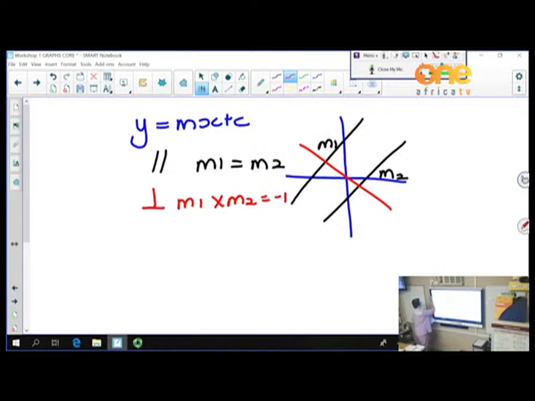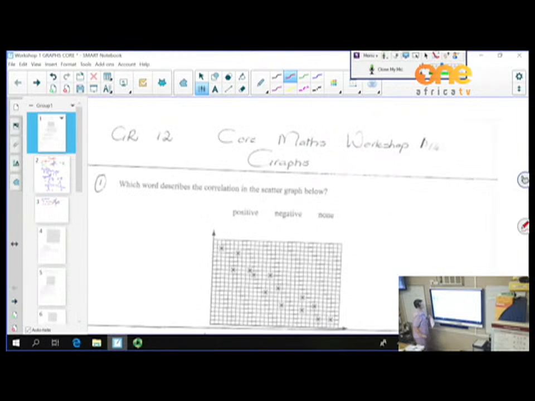Okay, so let's look now at the worksheet. You will see this is on core level, but let's first make sure that you understand this before we go to the more difficult ones.